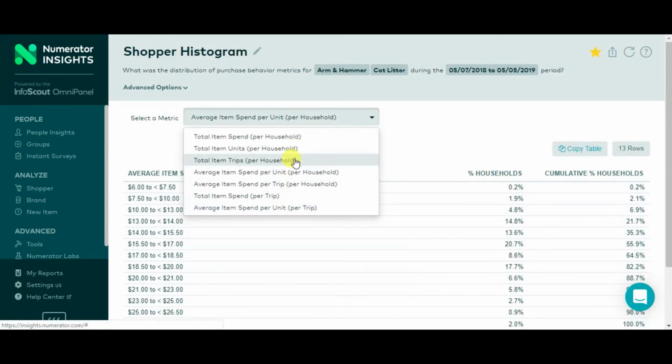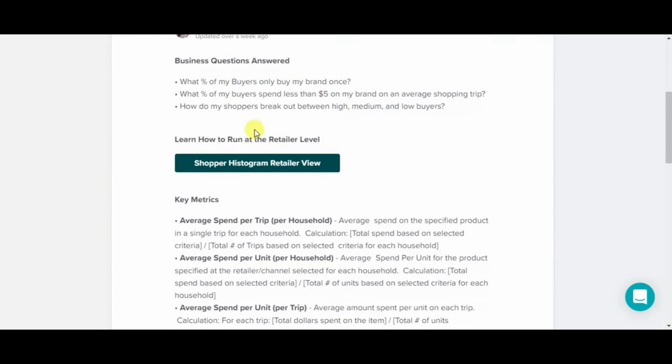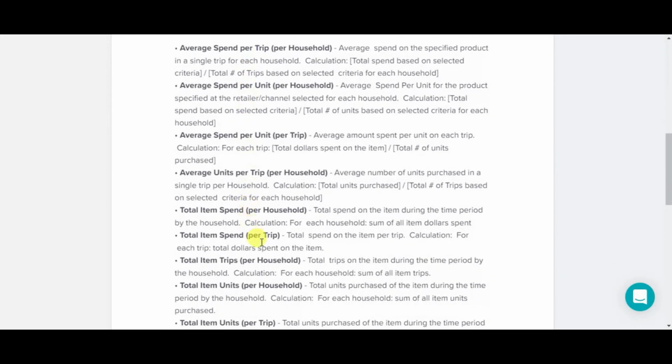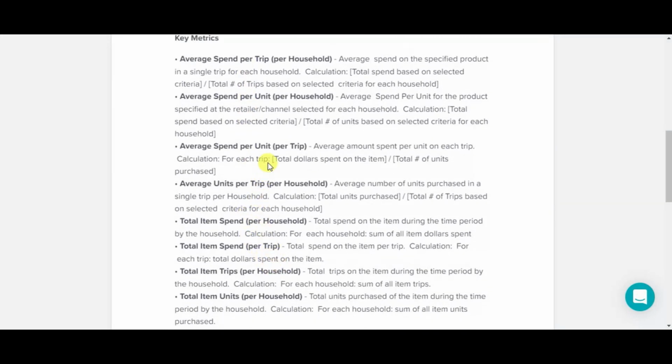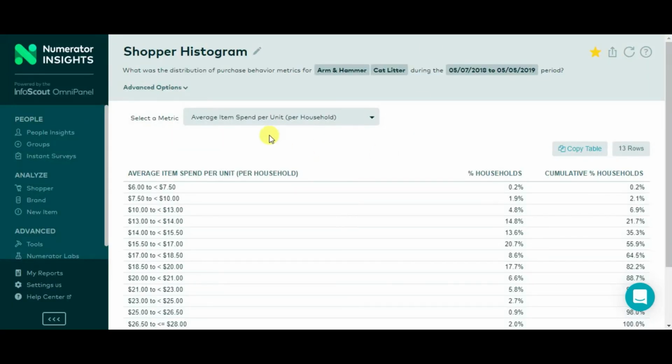So you can click through the metrics and see how data changes. If you go to the Help Center article by clicking in the top right corner, you'll be able to see not only what questions you can answer with this report, but then you'll have the list of all the definitions and calculations for each one of those metrics. So know that those are out there for you in case you get a little confused.